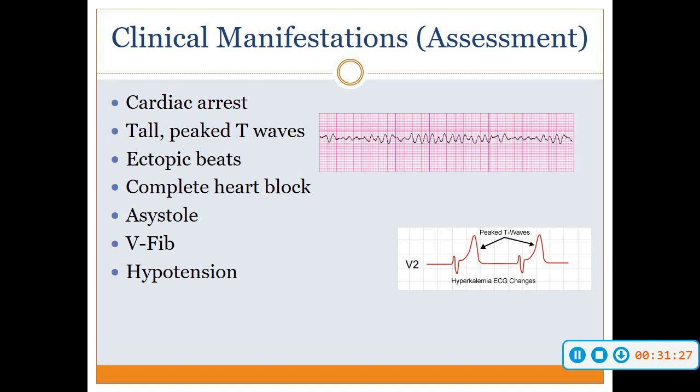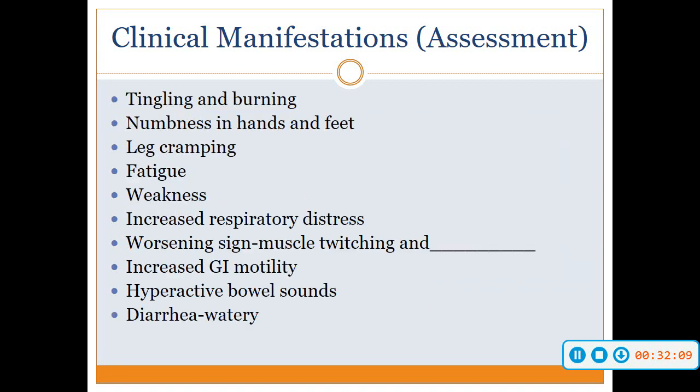All right, so they're at high risk for developing cardiac arrest, which is the most common cause of death for our patients with hyperkalemia. They have those tall peaked T waves. There's my witch's hats right there. You'll see a lot of ectopic beats. What's an ectopic beat? PVCs, a beat other than from your SA node. Could be complete heart block, could go into asystole, which will obviously circle back to cardiac arrest. VFib, and then hypotension can develop because of poor muscle tone. Those are the most severe ones.